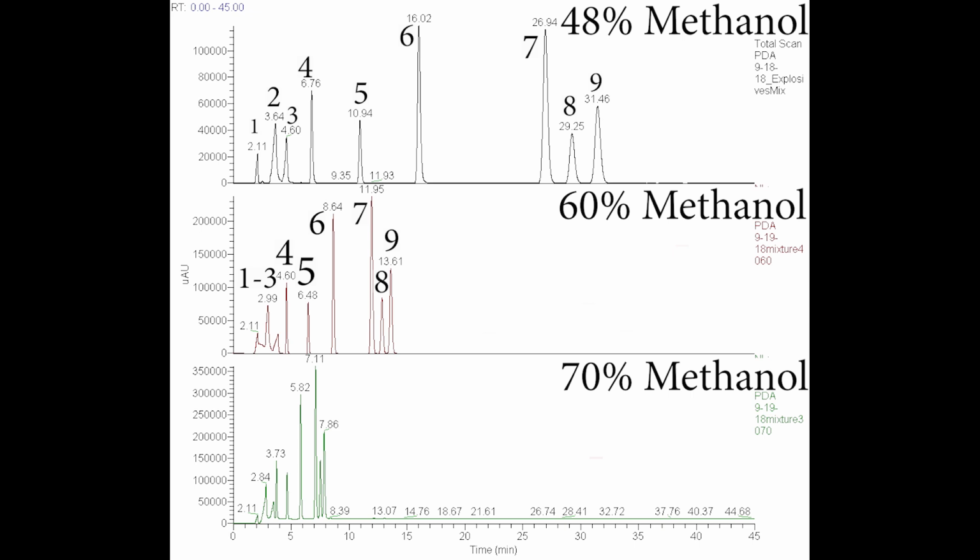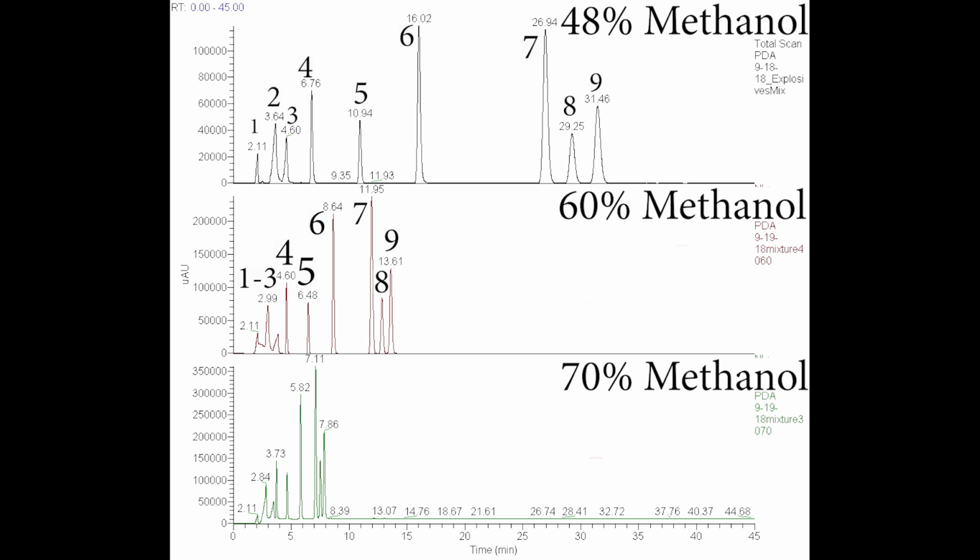And methanol is the stronger eluting solvent. It's slightly less polar than water, and this is not a C18 column, but it's based on polarity. It's a non-polar column tuned for explosives. So you see we increased the percent methanol to 60, and 7, 8, and 9 are looking gorgeous. They come out much faster. 6 looks good, 5 looks good, 4 looks good. But then 1, 2, and 3, we've pushed them too much, and now those peaks have squashed into each other.